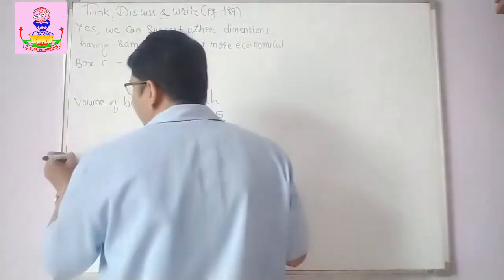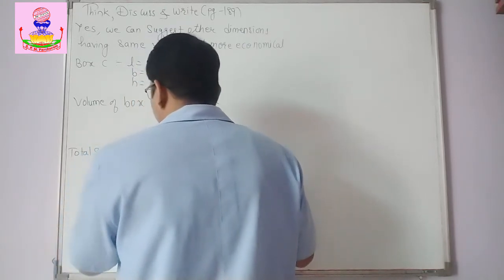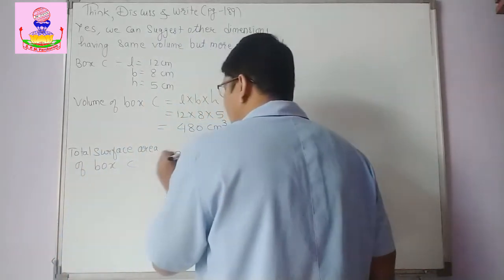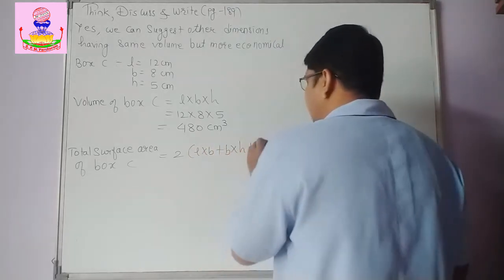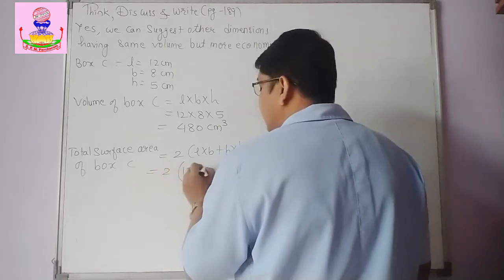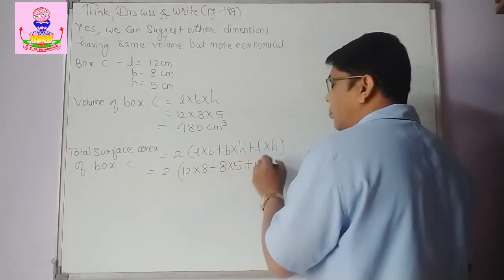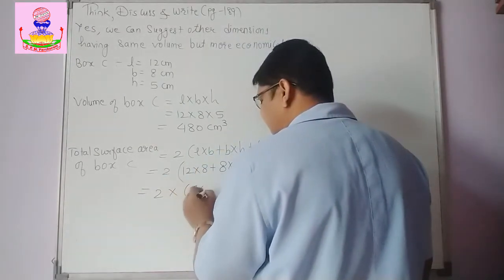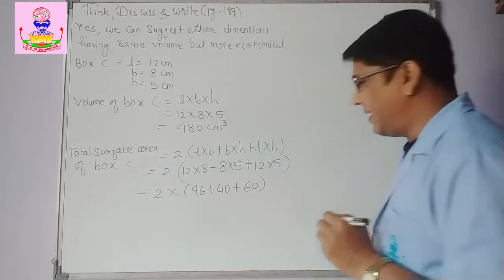Now let us check the total surface area. So total surface area of box C. So that is 2 into bracket L into B plus B into H plus L into H. Now, what is length? 12. Breadth is 8. Height is 5. Length is 12. Height is 5. Okay. Now, 12 8s are 96. 8 5s are 40. 12 5s are 60.